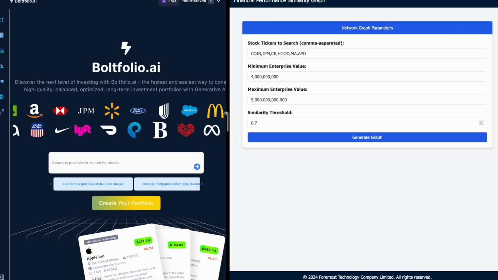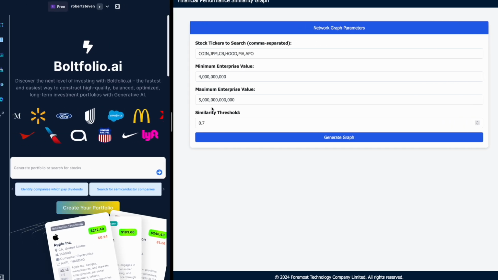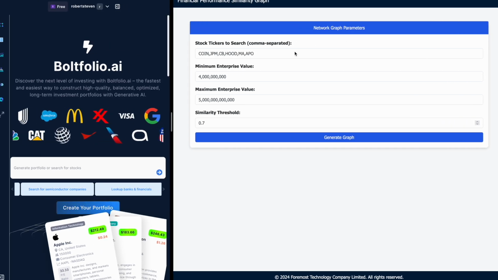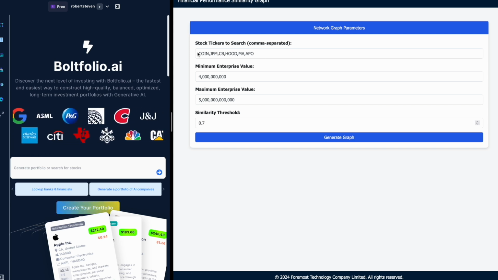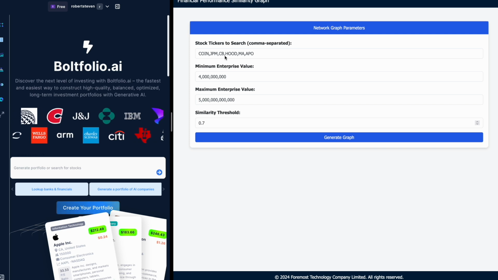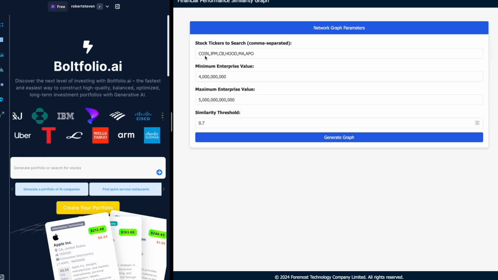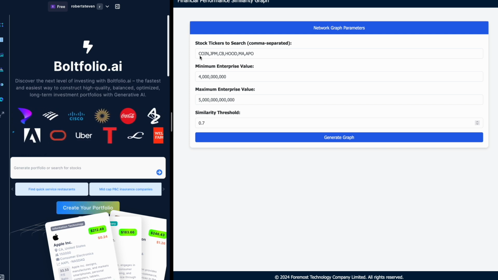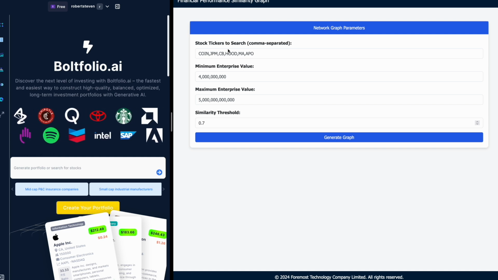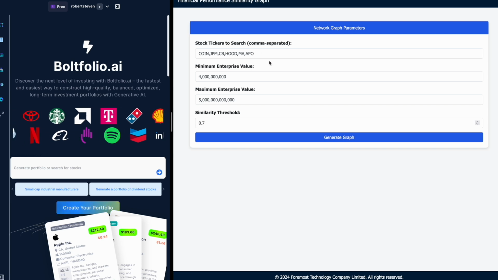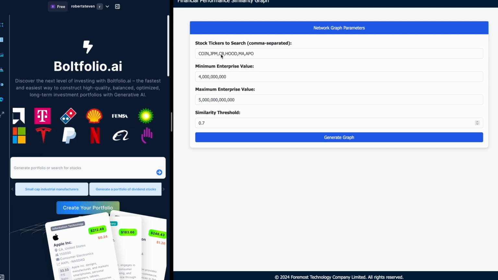So I want to share with you a tool that I've been developing whereby I look at companies from a financial performance perspective. Let's say I have a group of stocks, a portfolio, or even just a grouping of stocks. In this case, we have financial stocks. We have Coinbase, JP Morgan Chase, Chubb, Hood, which is Robinhood, MasterCard, and Apollo. This is a diverse set of financial stocks.